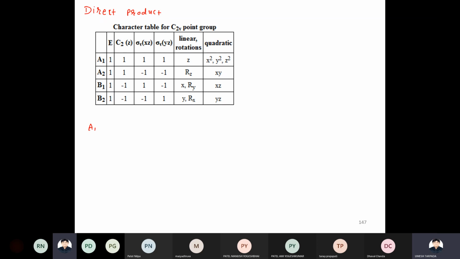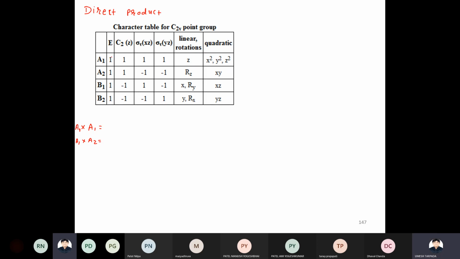Suppose you want to calculate the A1 cross A1 direct product, or if you want to calculate the A1 cross A2 direct product, or whatever it is. Suppose you want to calculate A1 cross A1, then take the entry of A1 twice and do the multiplication.